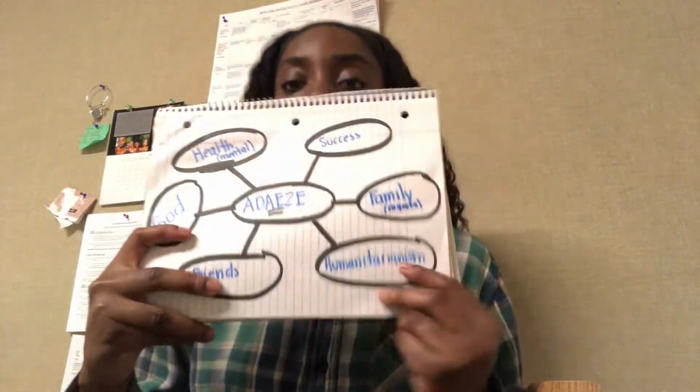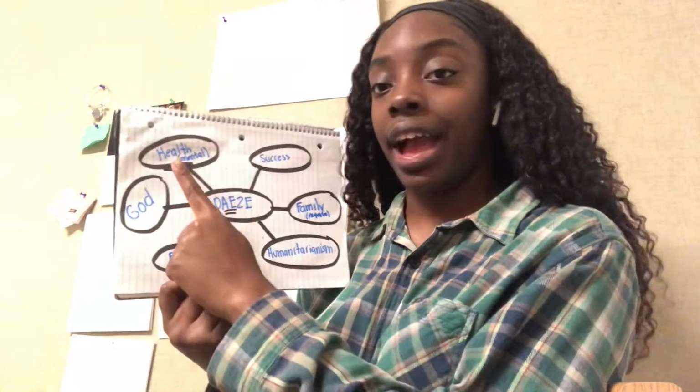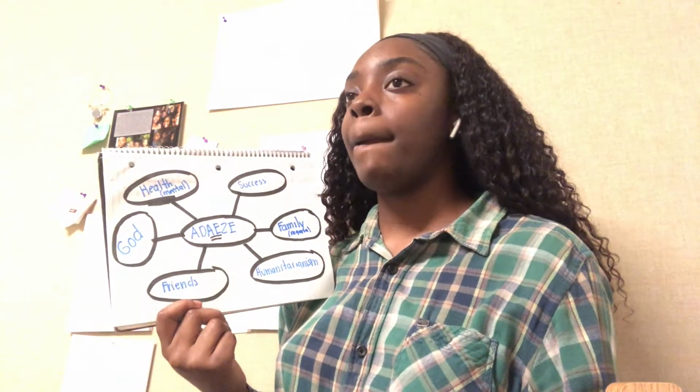So in the middle right here we have my name. My name is Adeze. In the first bubble here we have health. Health, and I also put in parentheses mental, is very important to me because if I'm not healthy, if I'm not okay, I can't function properly.